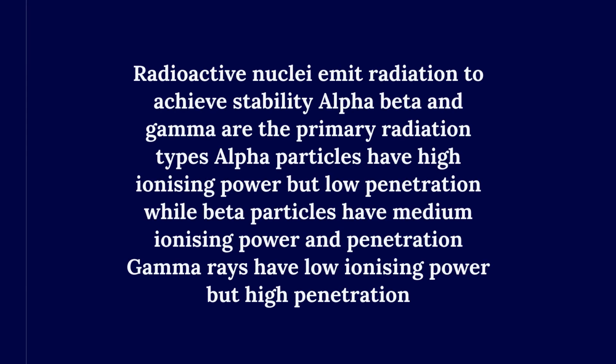Radioactive nuclei emit radiation to become stable. Alpha, beta, and gamma are the three main types of radiation. Alpha particles have high ionizing power but low penetration. Beta particles have medium ionizing power and penetration. Gamma rays have low ionizing power but high penetration.